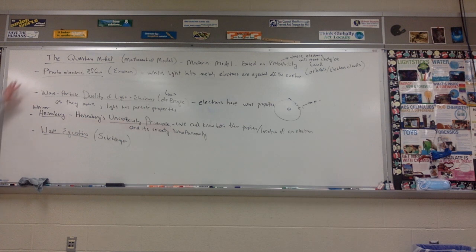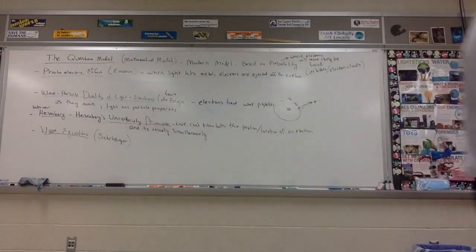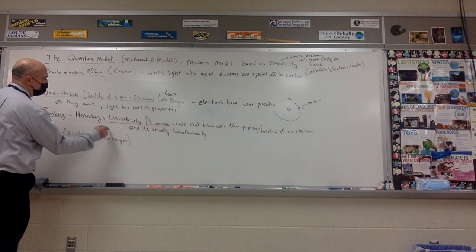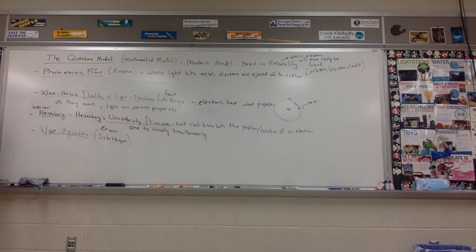So the person who put all this together and defined the quantum model was Schrödinger. What's his first name? Erwin. Erwin Schrödinger. He's Austrian, that's why there are the two little dots above the letter.